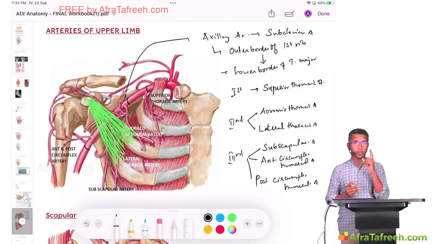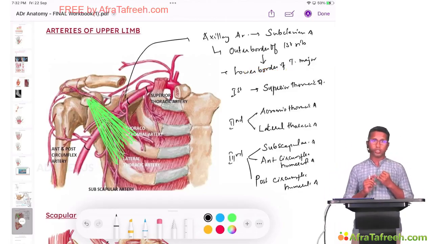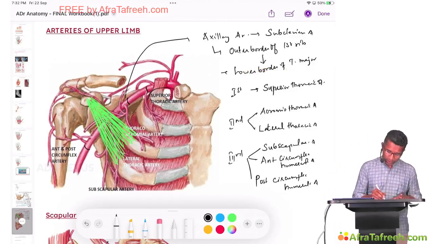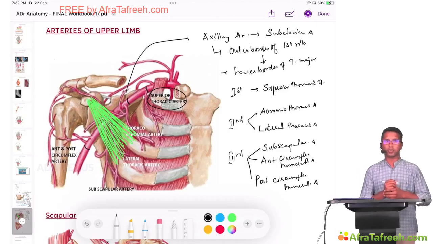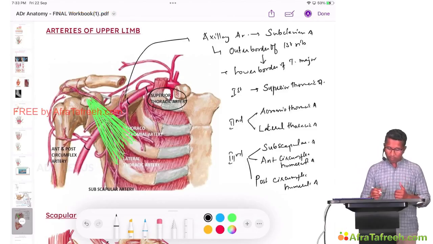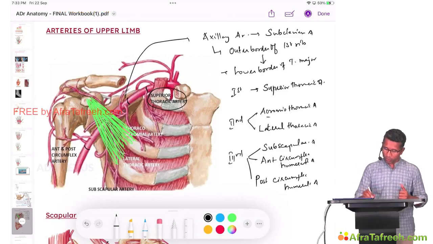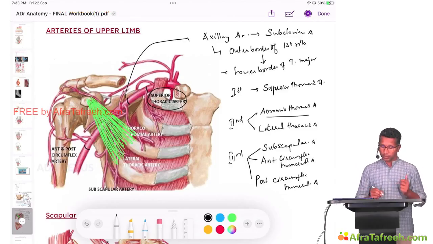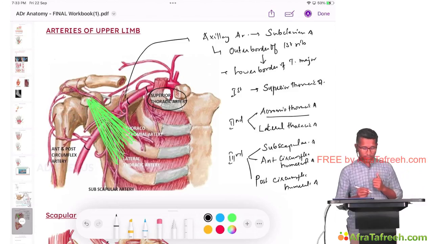From the first part you get 1 branch, that is called the superior thoracic artery. This is a smaller branch which supplies the pectoral region, and it also supplies the mammary gland. From the second part you get the acromiothoracic artery.